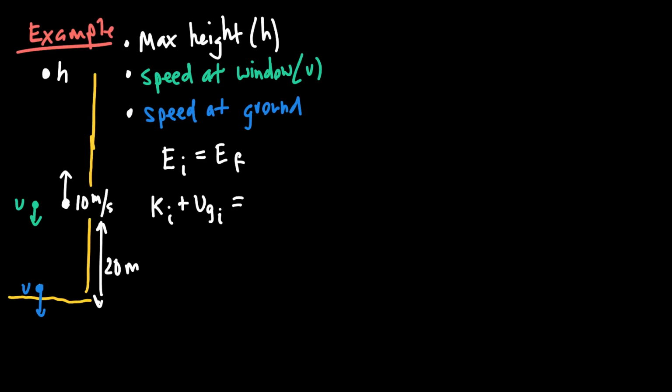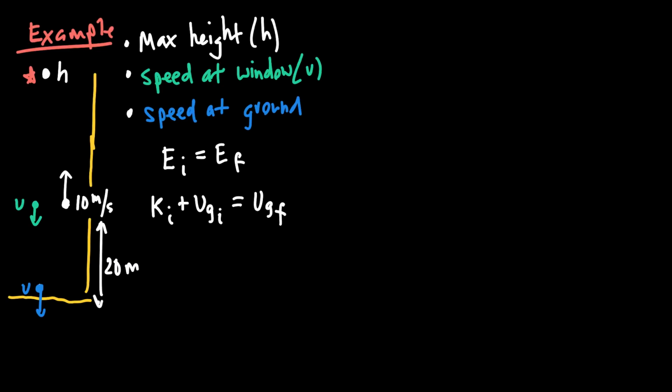When the ball reaches its maximum height at the very top here, that ball will momentarily stop before going back down. And so if it stops, then the only type of energy it has at its maximum height is gravitational potential energy.